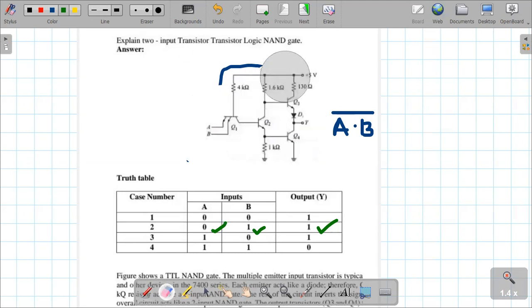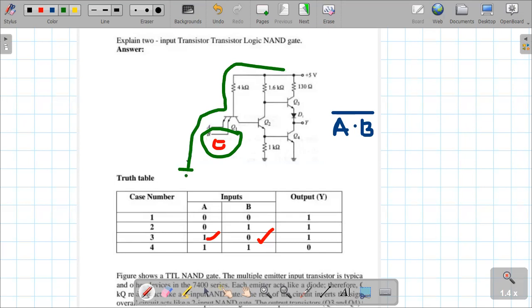Next is case number 3. I will delete this. Case number 3 is A equal to 1, B equal to 0. And see, when A equal to 1, this junction will be reverse bias. Which bias? Reverse bias. But at the same time, this junction B equal to 0, hence entire voltage will flow towards ground through B.